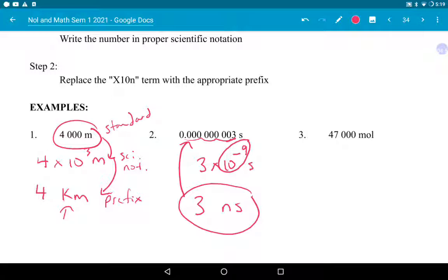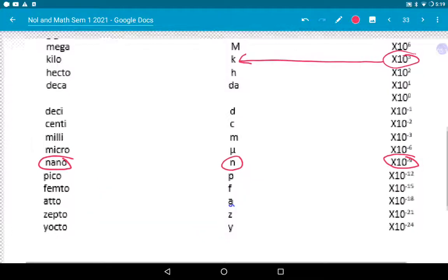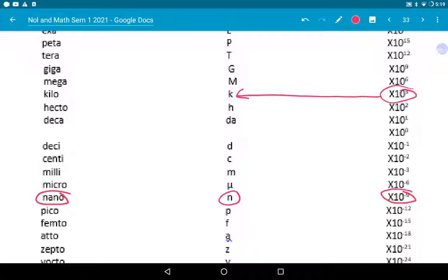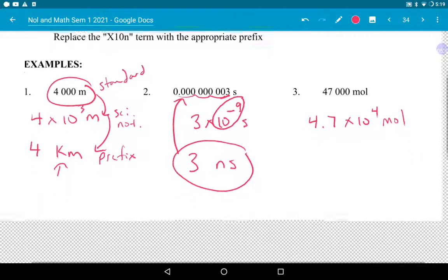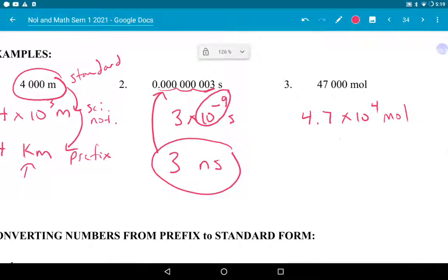Okay, 47,000 moles, so this is more of a chemistry thing. So that's 4.7 times 10 to the 4. Now let's look back for 10 to the 4 in the prefixes. We go up. Alright, so that's a problem. 10 to the 4 is in between mega and kilo. So we have to decide what we want to do. Do we want to go up to mega, or do we want to go down to kilo to show it as a prefix?